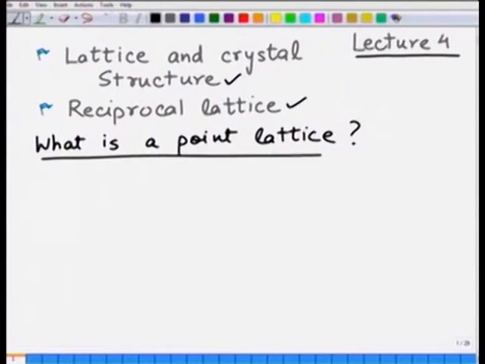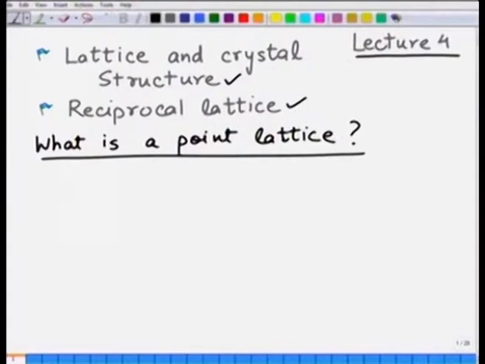That is the first question we are going to ask. What is a point lattice? Well, remember first, what is a lattice or point lattice? First of all, remember, a lattice is not a crystal structure. A lattice is an imaginary array of points. It is just an imaginary array of points.